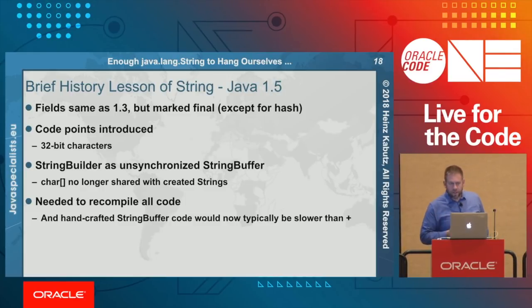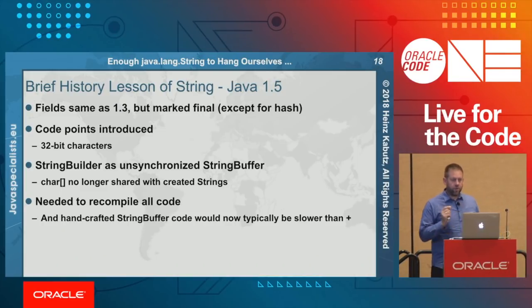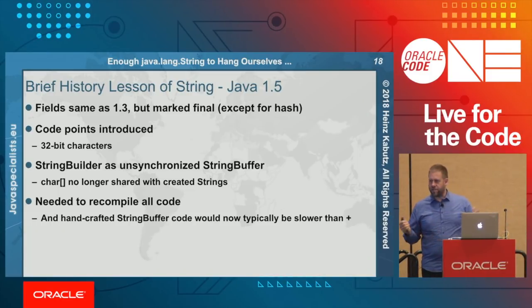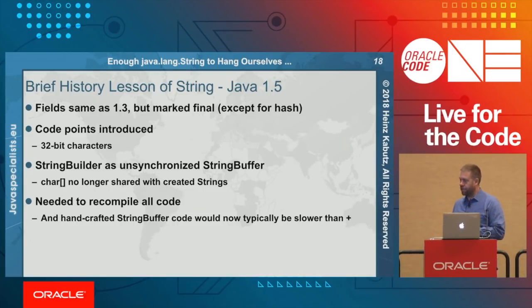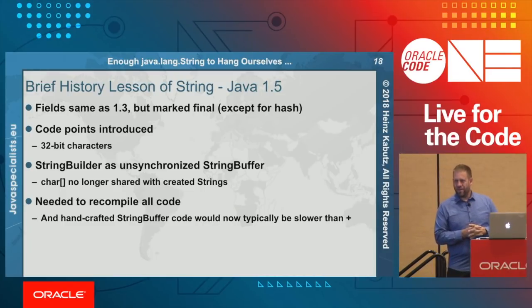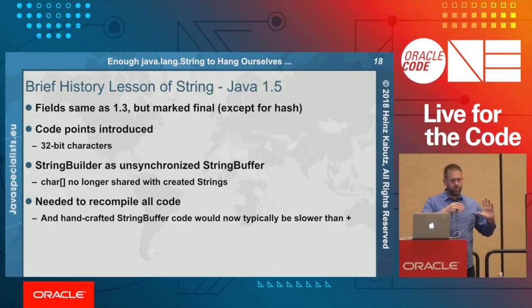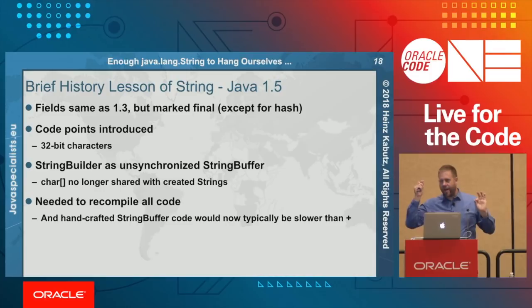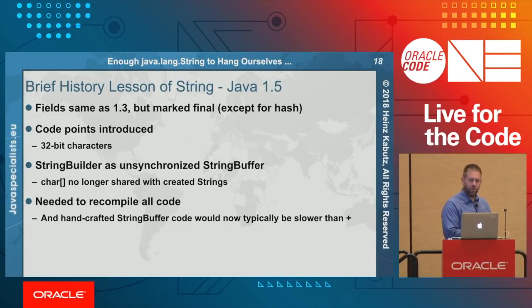1.5, same fields as 1.3, but they marked them final except for hash. They also added something called code points, so 32-bit characters, and they replaced the synchronized StringBuffer with the unsynchronized StringBuilder. Now this was interesting because the first side effect was that they didn't share the char array anymore. So if you made a StringBuilder and then called toString, it would make a new char array for the string. So this was a bit more costly.